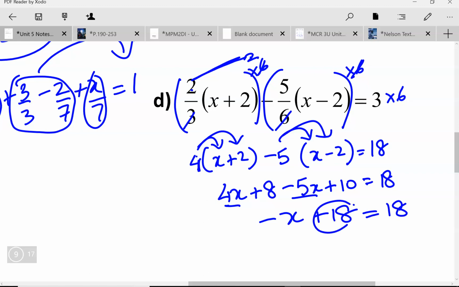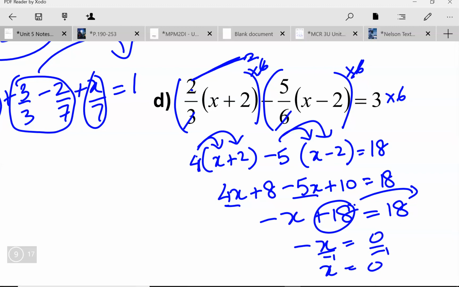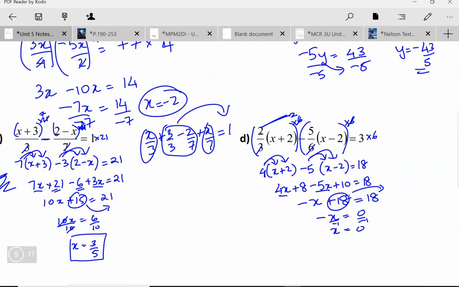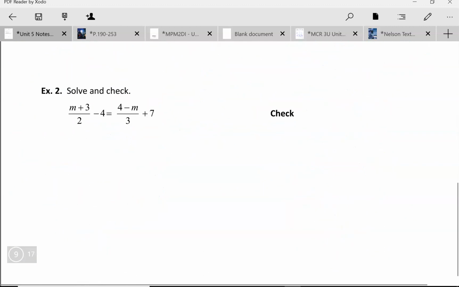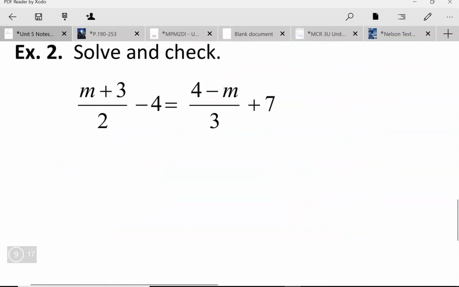And if I move this 18 over to this side, I get 18 minus 18 equals 0. So if negative x equals 0, positive x also equals 0. You can kind of divide both sides by negative 1, but in the end, you'll get x equals 0. So that's the answer. And that's a perfectly valid answer. There's nothing wrong with that. Let's check this question out.